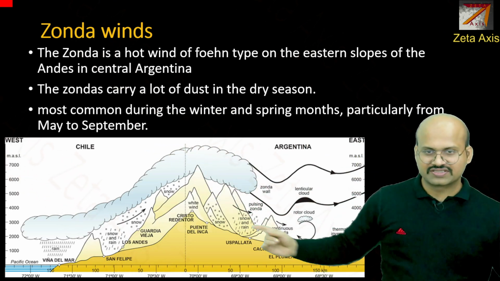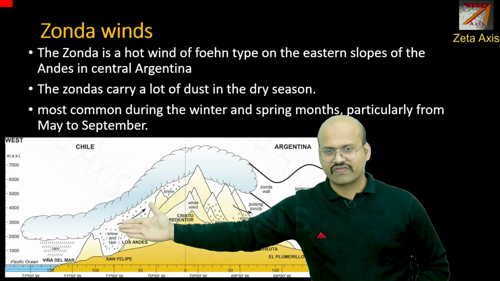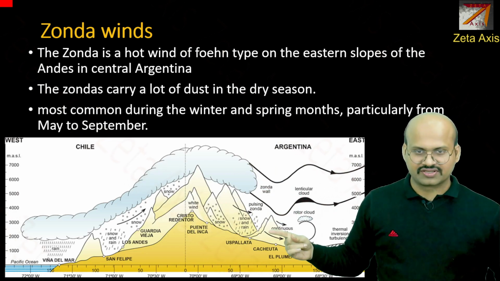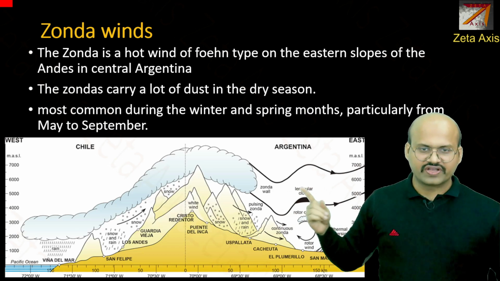In this image, we can see that when the wind is rising on the western side of Andes, it will give you rainfall. But as it starts to descend, we can see that now it becomes warm and there will be no rainfall in this region.